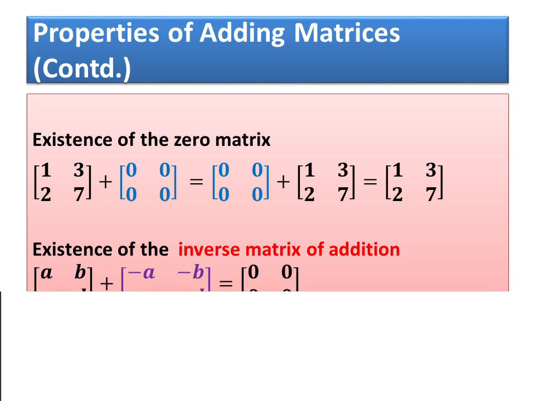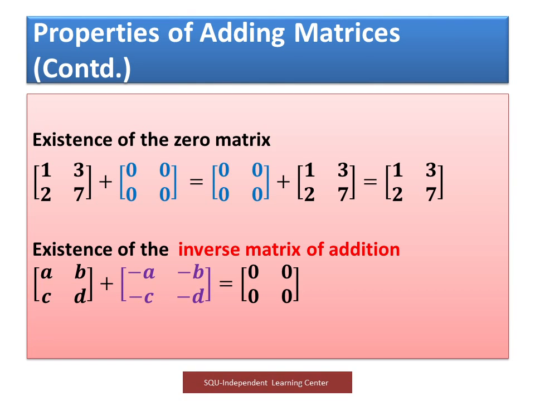There also exists an inverse matrix for addition. So if I consider the matrix A, B, C, D, and the matrix minus A, minus B, minus C, minus D, and I try to add these two matrices as we see in front of us, we see that A corresponds to minus A, they add up to 0, and B corresponds to minus B, also their sum is 0. C corresponds to minus C, they add up to 0. D corresponds to minus D, their sum is also 0. So adding the matrix to the inverse matrix of addition, we get the zero matrix.